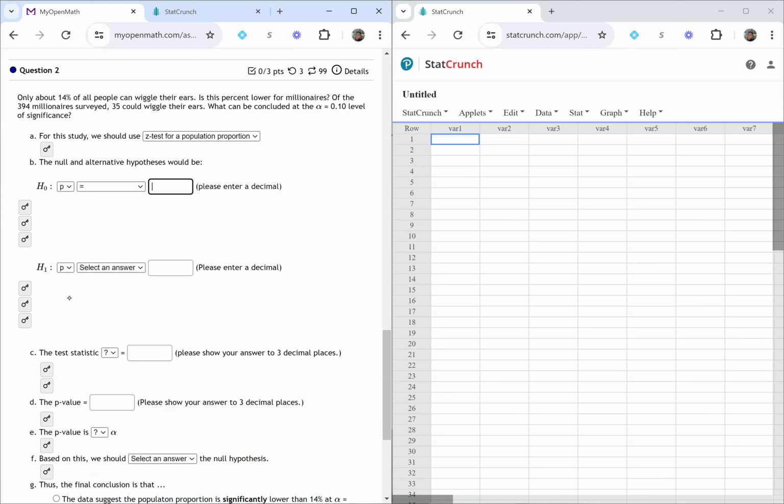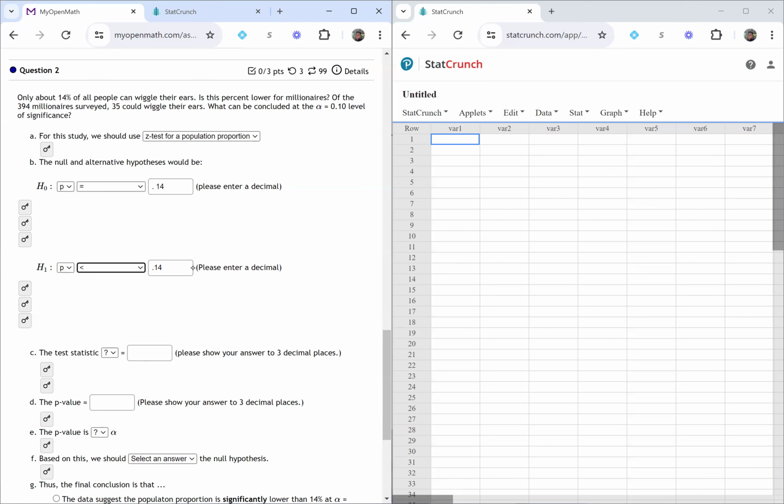So 0.14. And our alternative hypothesis is that we think this might be lower for the millionaires. So our decimal is still going to be 0.14, and it's just that we think it's going to be less than that. All right, so that's sort of looking at the things in general.